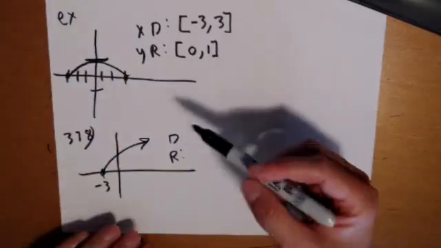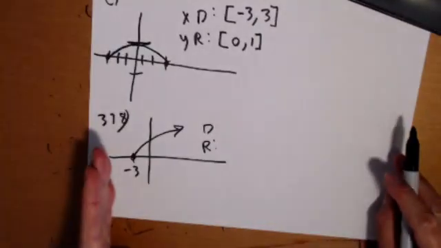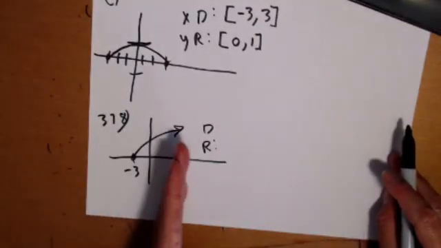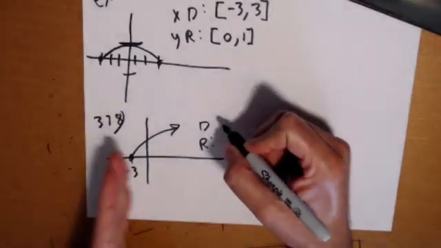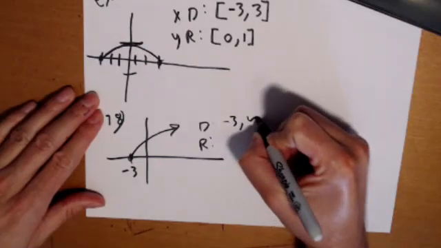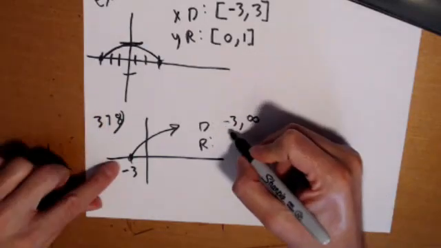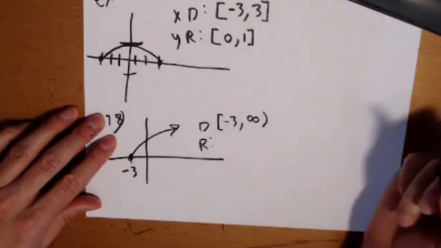Okay, so domain. There is nothing, nothing, nothing, and then all of a sudden, picture, and the arrow means it's going forever. So the domain, there's picture in the x, from negative 3 to infinity. Is negative 3 included? Yes. Bracket. Infinity, you can never touch.